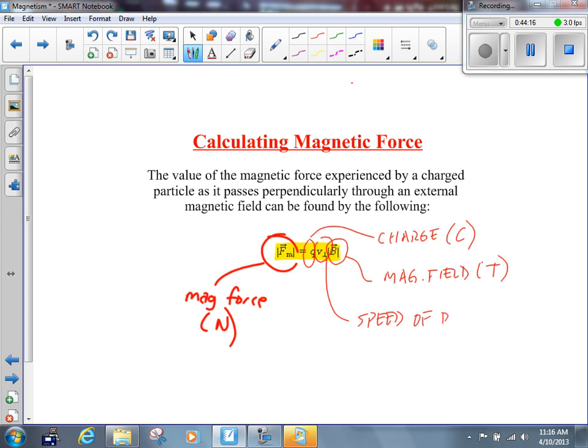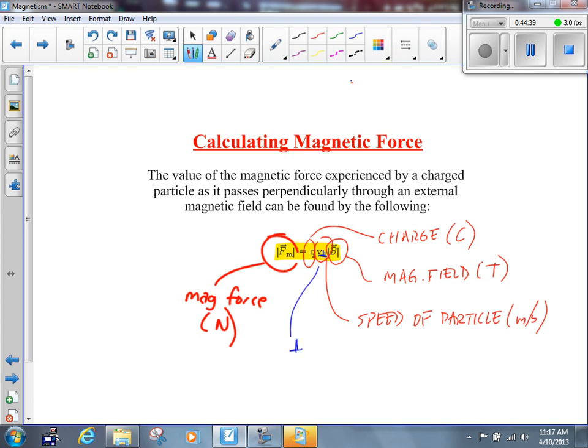No, I'll explain that in just a second. It's a V with an upside down T. And I'll explain what that means in a second. So the speed of the particle, and of course that's going to be in meters per second. Now, Courtney just asked a good question. Is this little thing right here an I? And I said, no, it's kind of an upside down T.